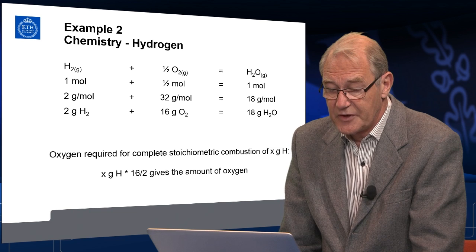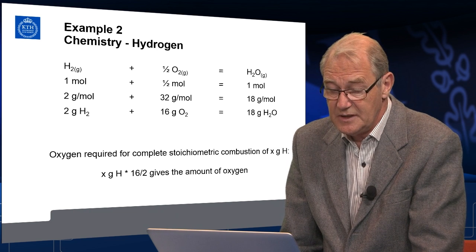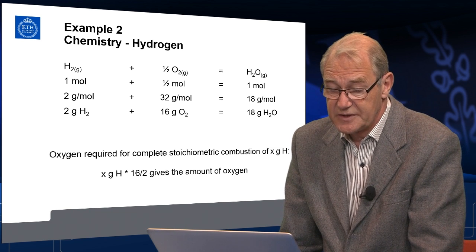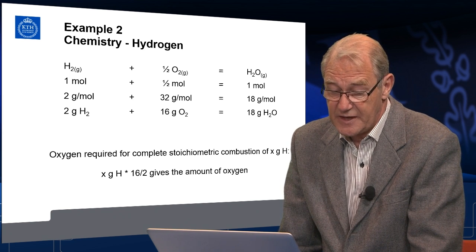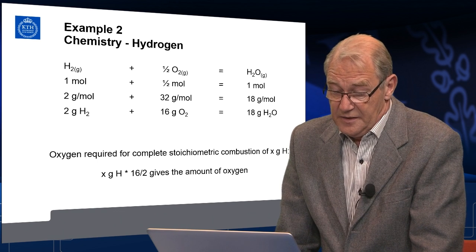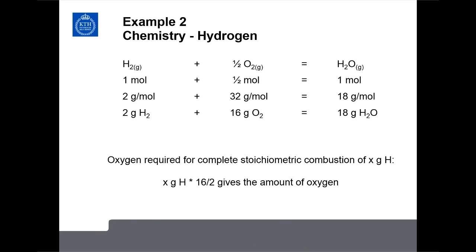We have also hydrogen in the sample, in the biomass, which also needs to be treated and oxidized. Just the same procedure as with carbon. We can have the ratio 16 divided by 2, and if we have X gram of hydrogen, we multiply it with this ratio, which gives the amount of oxygen needed for stoichiometric combustion of the present hydrogen.